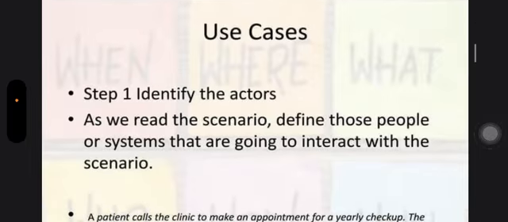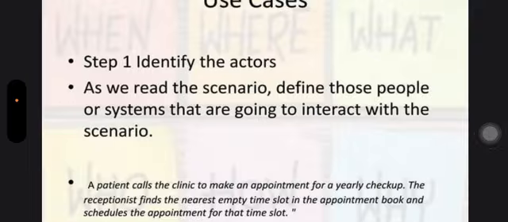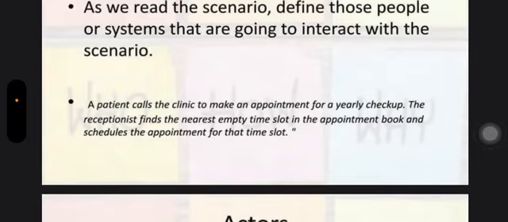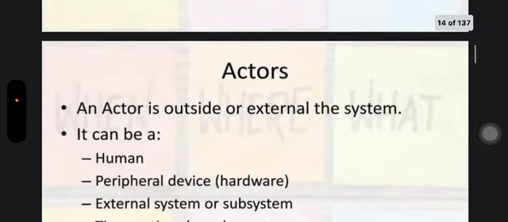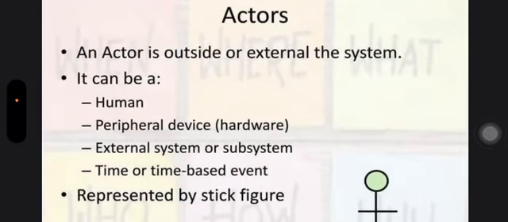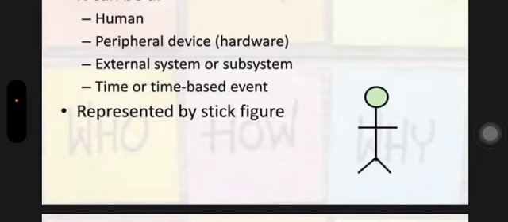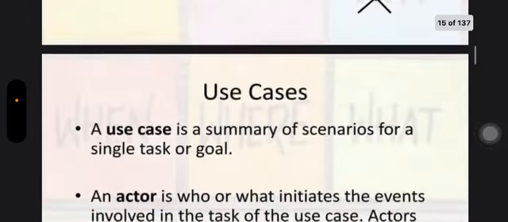So first identify the actors. As we read the scenario, it defines those people or systems that are going to interact with the scenario. Okay, so patient calls the clinic to make an appointment, right? So actor over here is a human being, a device, external system, subsystem, events, right? They are represented by a person like this.